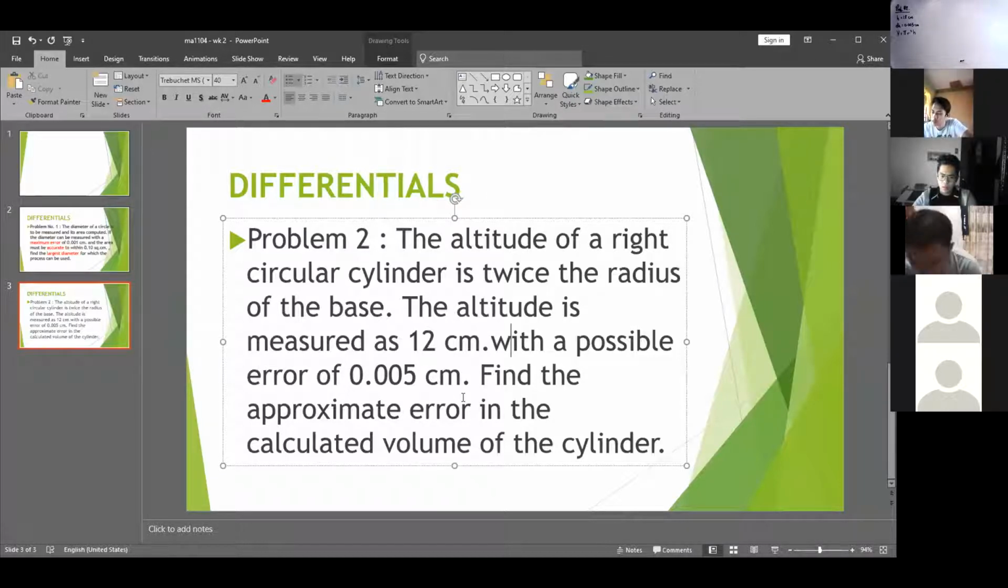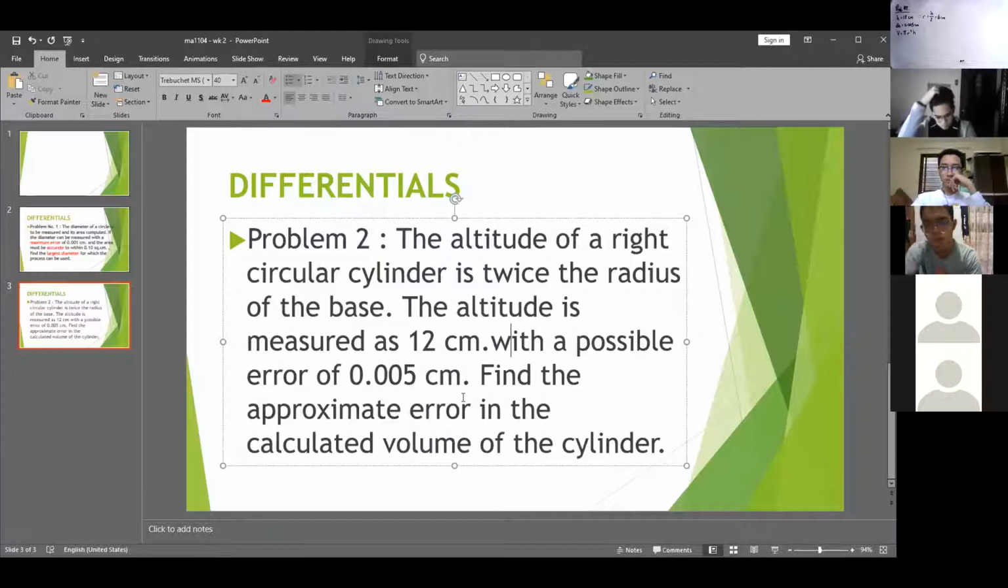6. Why 6? Because the altitude is 12 centimeters, divided by 2. Very good. So that means r equals h over 2, or r equals 6 centimeters. Going back to what we are going to determine, the formula for the volume is equal to pi r squared h.